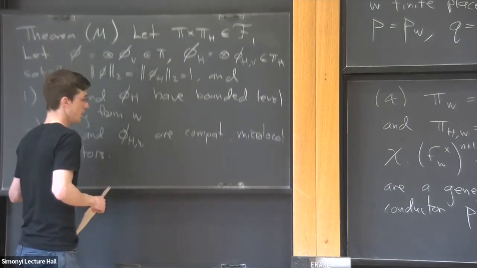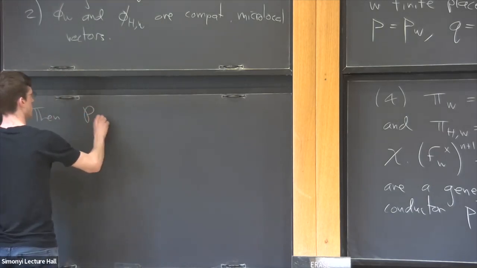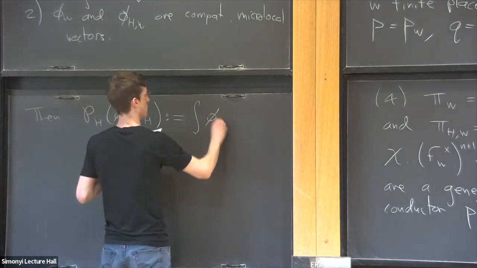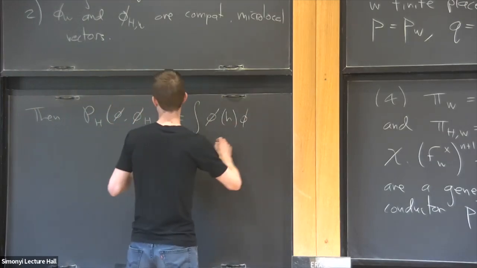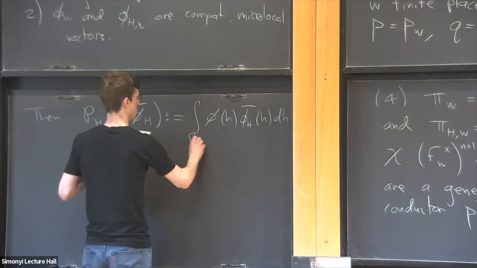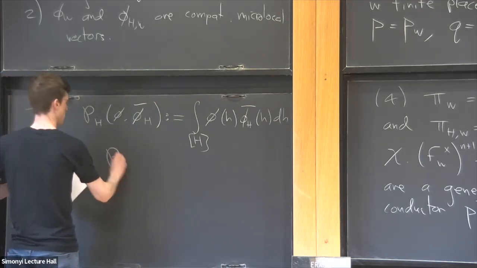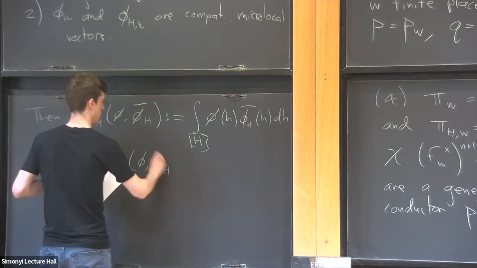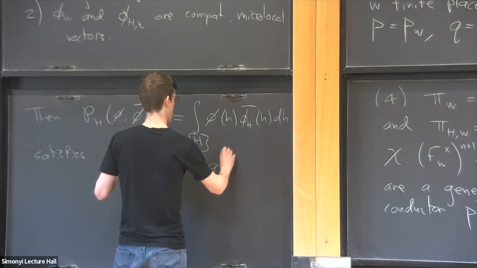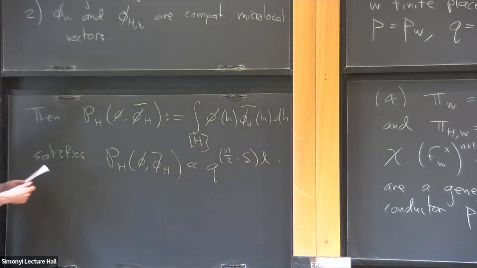Okay, so those are the assumptions. The period of phi against phi_H bar, which I define just to be the integral of this over the quotient of H, satisfies the following bound. The period of phi against phi_H bar is at most the order of the residue field at W to the power of n over 2 minus delta L, for some delta depending on n and theta.